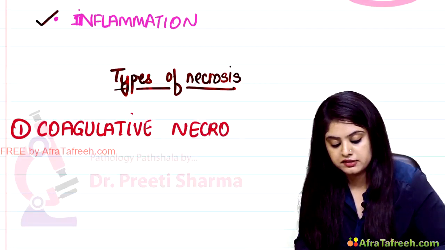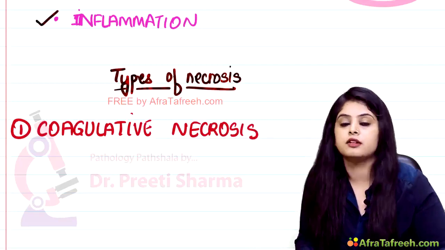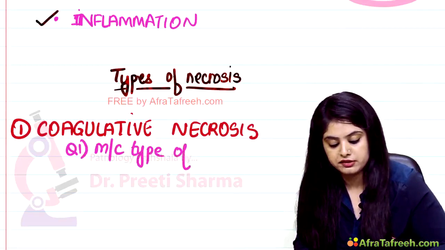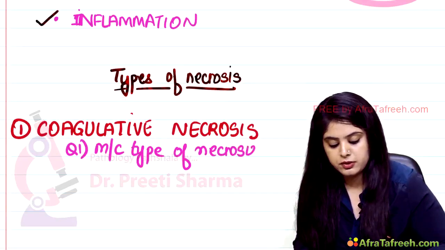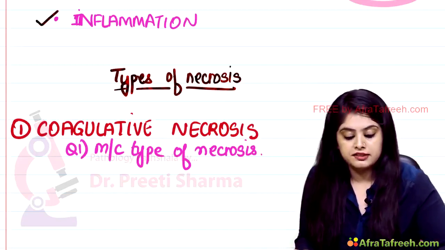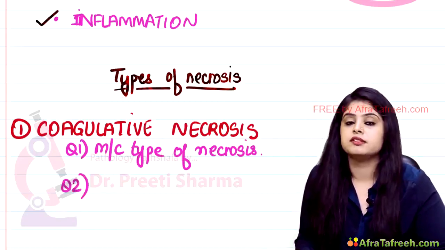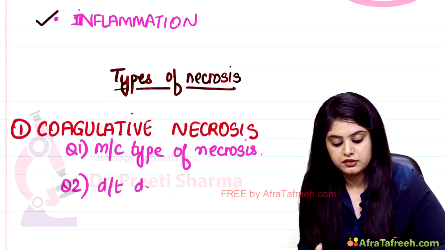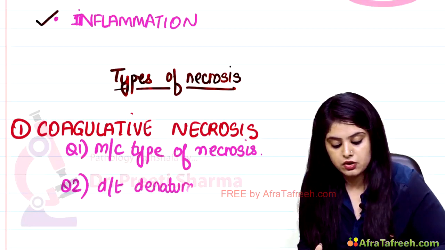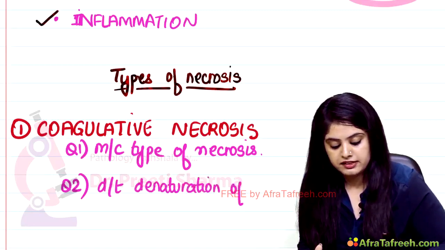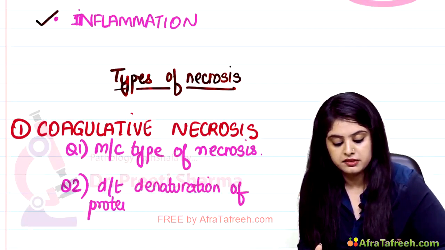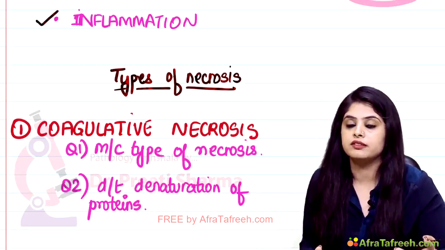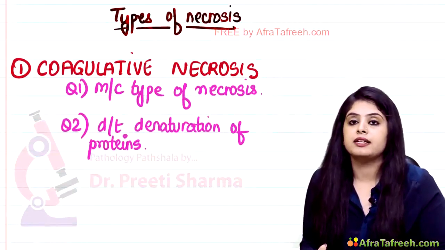So we are discussing this as the first one because this also solves our question number 1. This is the most common type of necrosis. That is the first question that the examiner puts up. The second question that the examiner puts up in this is, why is this happening? So remember, the mechanism is that this is due to the denaturation of proteins. This exact line has been asked in the previous year Central Institute exams, that this occurs due to denaturation of proteins.